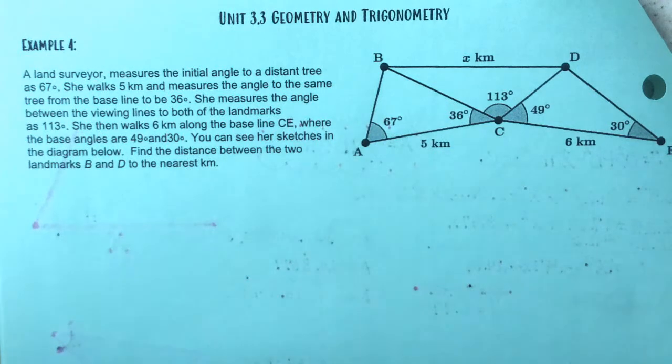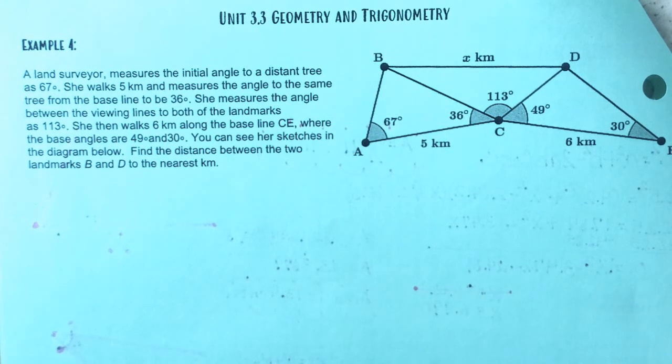So let me read this one, and we'll work with it as we go. A land surveyor measures the initial angle to the distant tree at 67 degrees. She walks 5 kilometers and measures the angle to the same tree from the baseline to be 36 degrees. She measures the angle between the viewing lines to both the landmarks as 113 degrees. She then walks 6 kilometers along the baseline, CE, where the base angles are 49 degrees and 30 degrees.